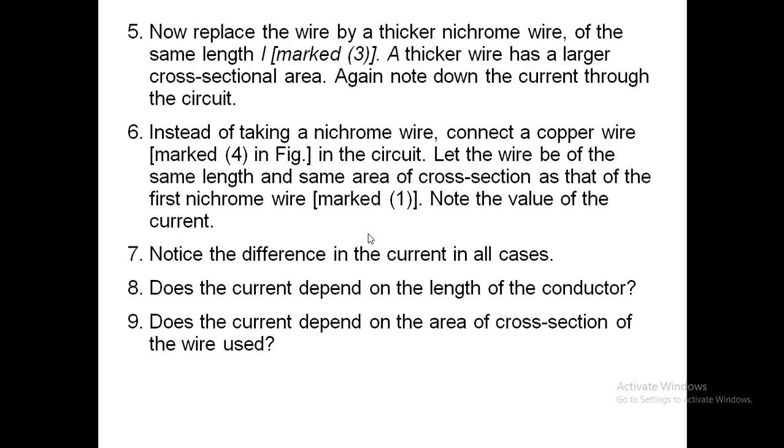Now if you see, whenever I change wire 1 with respect to 2, 3 as well as 4, I have noted the current passing through the circuit. Notice the difference in the current in all cases. So does the current depend on the length of the conductor? Does the current depend on the area of cross section of the wire used? These are the 2 questions which we have to answer.